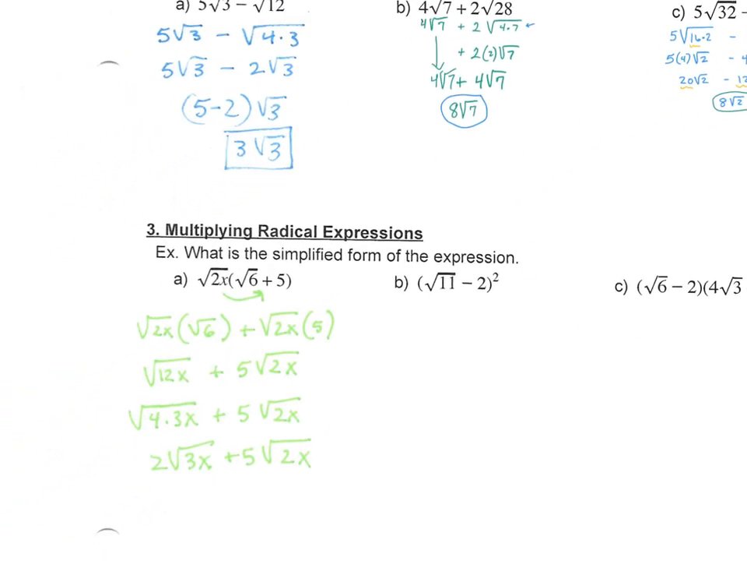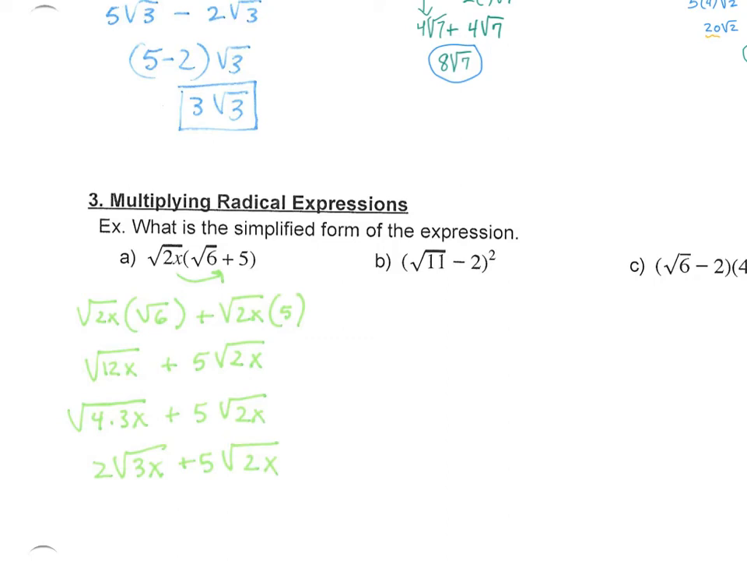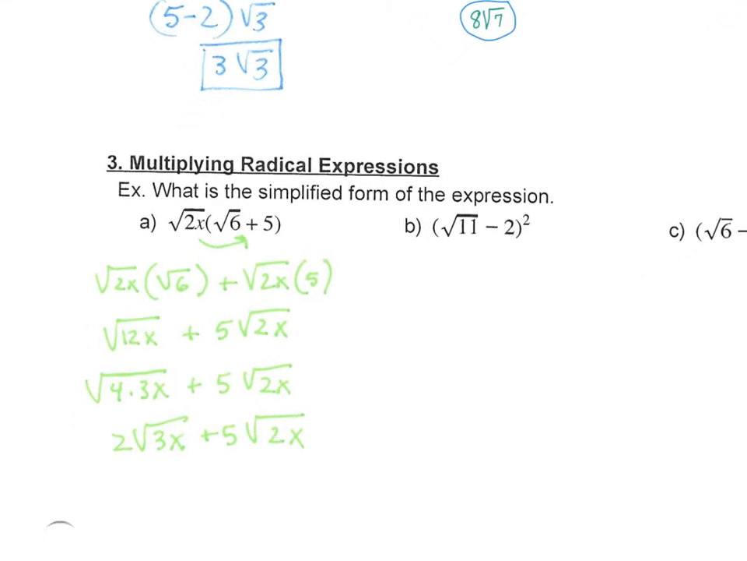All right, so multiplying radicals, we're going to use the distributive property here. In multiplying, the properties of real numbers still apply. What is the simplest form? Well, I have the square root of 2x times the square root of 6 plus 5.